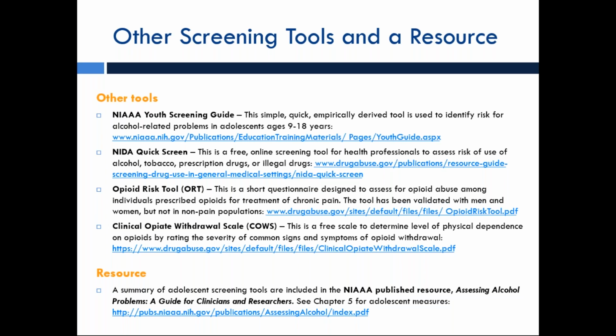The NIDA Quick Screen is appropriate for young adults, age 18 and older. It focuses on past year frequency of use of multiple substance categories. If you're interested in adding an opioid screening tool to your toolbox, there's the Clinical Opiate Withdrawal Scale. This is a brief screen that intends to examine the level of physical dependence on opioids by focusing on possible signs of withdrawal. Then I want to point you to the resource by NIAAA. It's a comprehensive screening handbook, and among many of its chapters, Chapter 5 focuses on adolescent screening and assessment methods. It has a lot of detail, a lot of references, and provides some sample items as well.